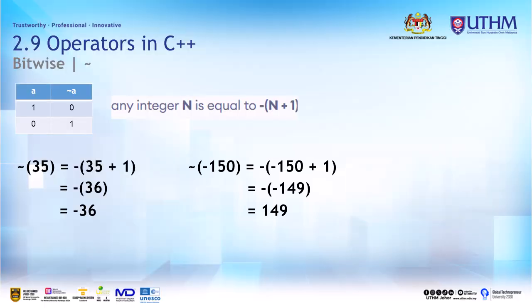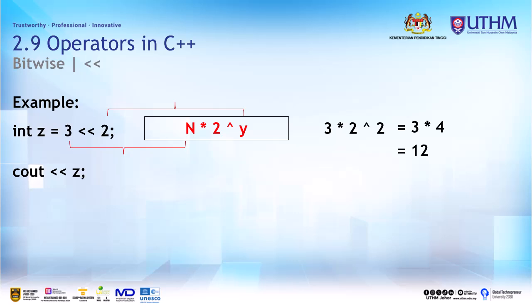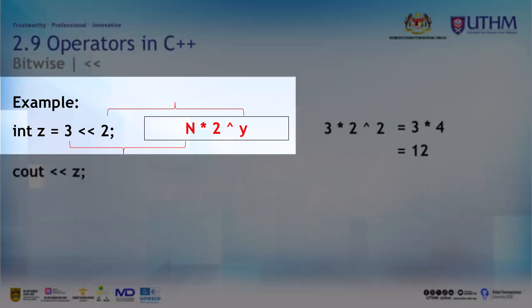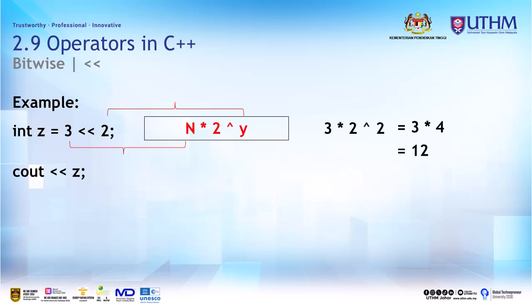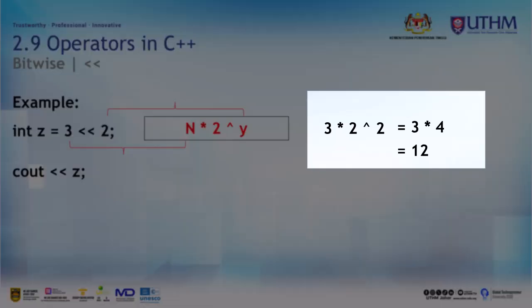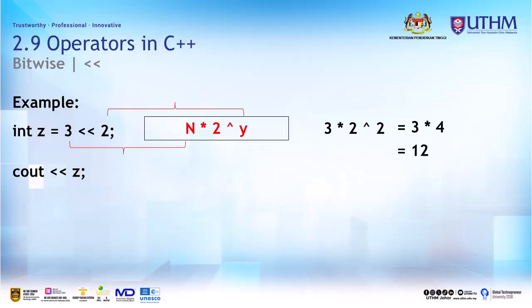The bitwise left shift operator in C++ shifts the bits of a number to the left by a specified number of positions. It is equivalent to multiplying the number by 2 raised to the power of the shift value. In the example given on the slide, the number 3 is shifted 2 places to the left. By applying the formula, the result is 12.